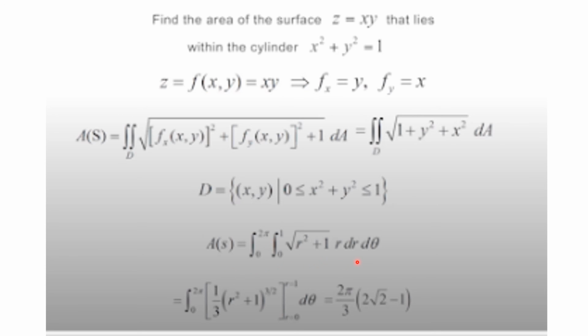We evaluate this. We integrate first with respect to r, getting this. We plug in our values of 0 and 1. And then we integrate again with respect to theta. And our answer is 2 pi over 3, parentheses, 2 square root of 2 minus 1, end of parentheses. Again, that's the exact answer. That's what I expect you to be able to do.